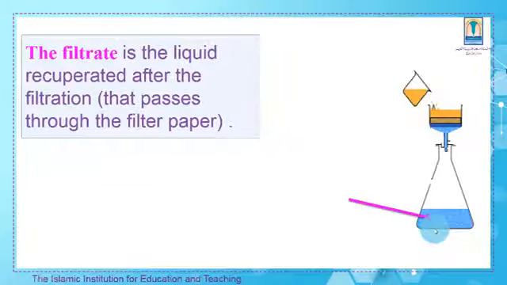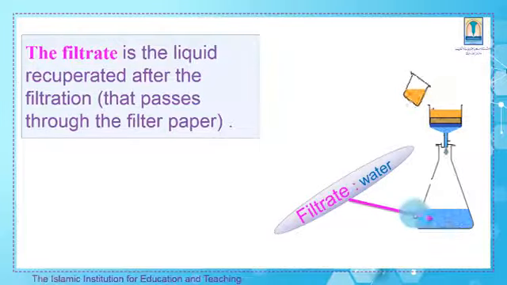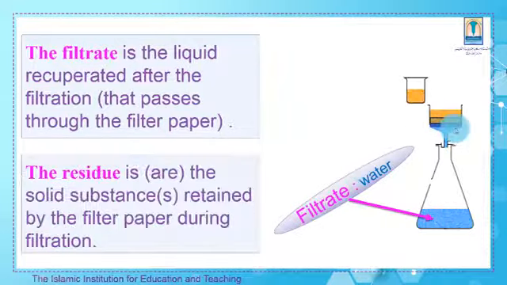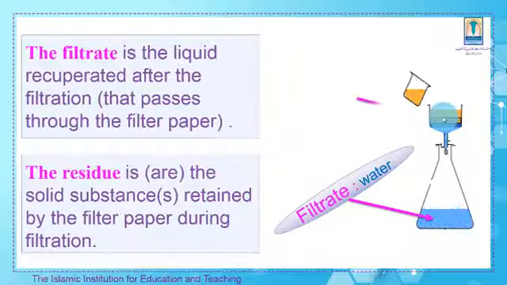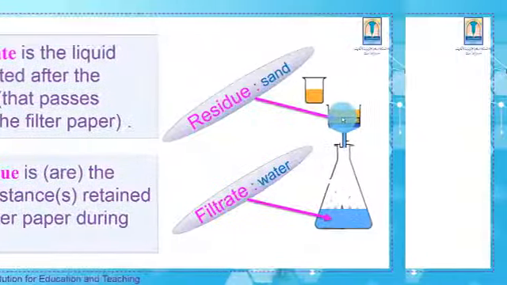the water recuperated in the Erlenmeyer flask, which is water. The residue. The residue is the solid substances retained by the filter paper during filtration, and here the residue is the sand retained by the filter paper.